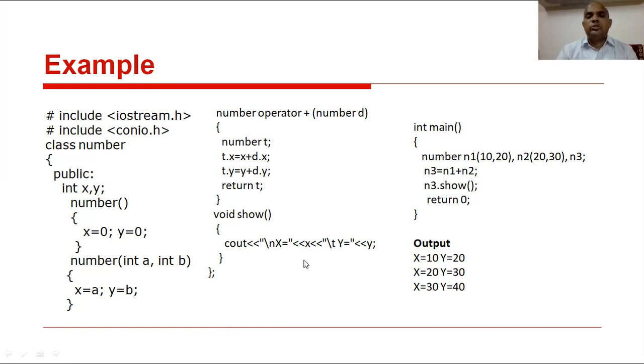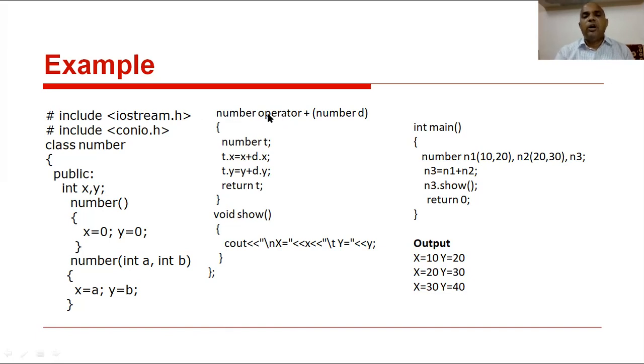Then the show function is used to display the x value and y value after execution of the operator overloading method. The operator overloading method contains three parts. The first one is the return type. The second one is the operator keyword and symbol, plus. Remember all of you? And the parameters. Then Number is the return type, that is a class type. We should return an object.